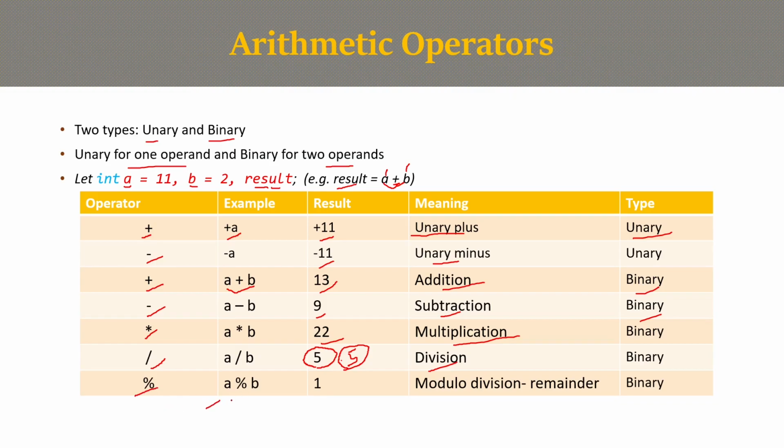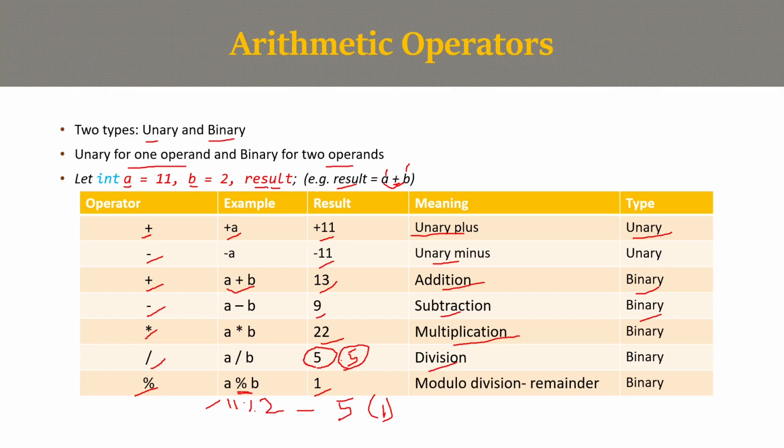Mod operation. This mod operation is basically the remainder operation. So if we have a mod b, which is 11 mod 2, this will give us the result 1. Why? Because if you divide 11 by 2, the quotient becomes 5, and the remainder becomes 1. So 2 into 5 is 10, and if you subtract 10 from 11, you get 1.